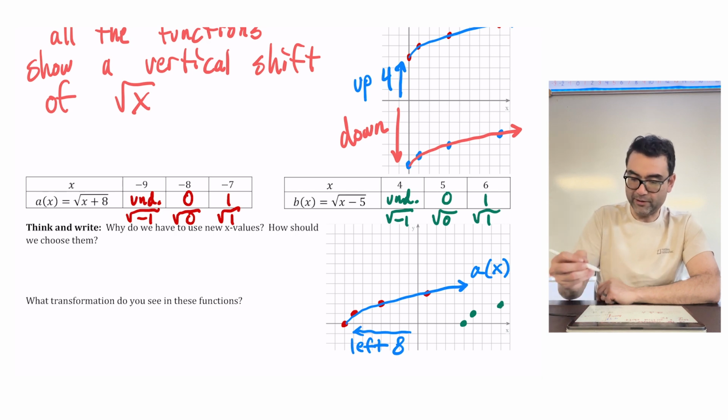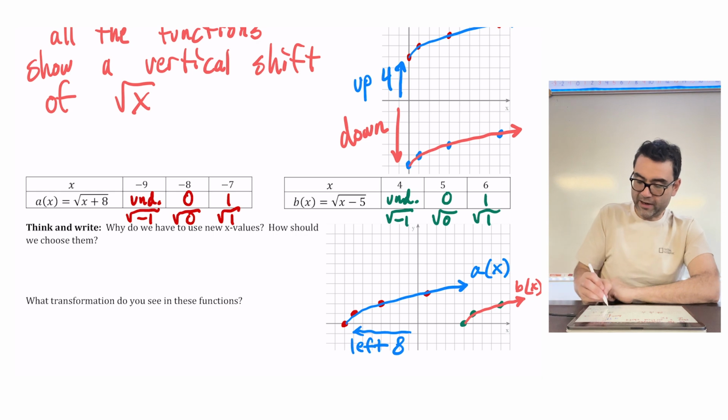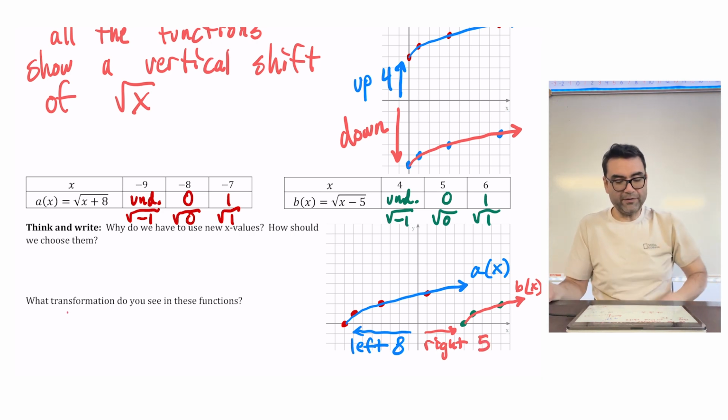And there's no room to fit the rest of the function, and that's okay. It would look something like this. And that's b of x. And that obviously moves right 5. So why do we have to use new x values?